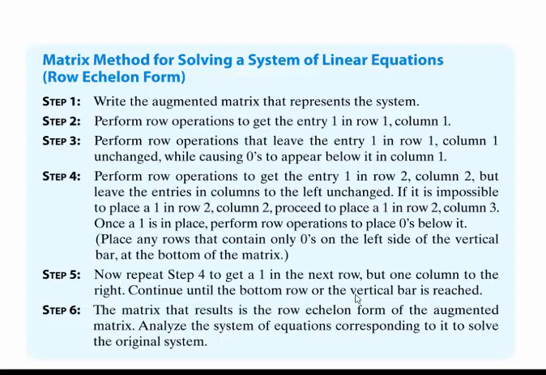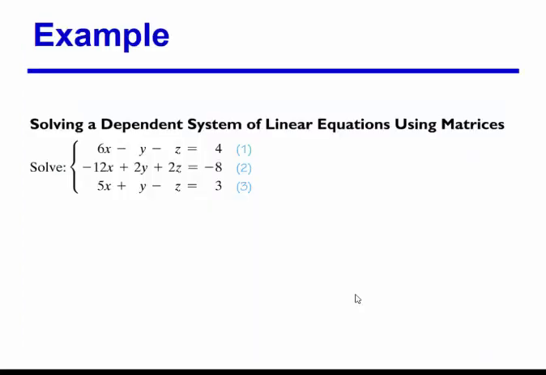If it is impossible to place a 1 in row 2, column 2, proceed to place a 1 in row 2, column 3. Once a 1 is in its place, perform row operations to place zeros below it. Step 5, repeat step 4. And then step 6, the matrix that results is the row echelon form of the augmented matrix. And then we can analyze the system of equations corresponding to it to solve the original system.